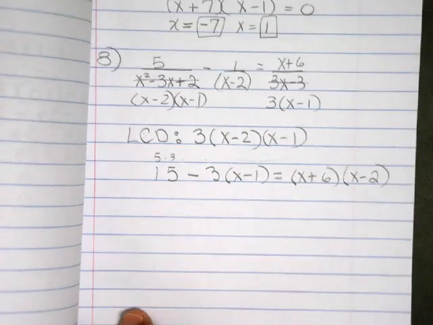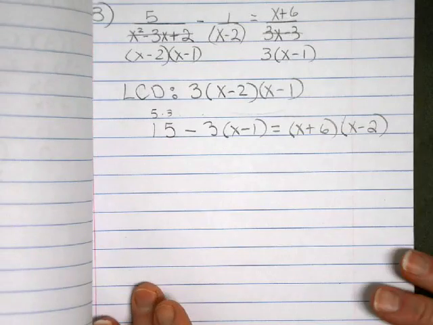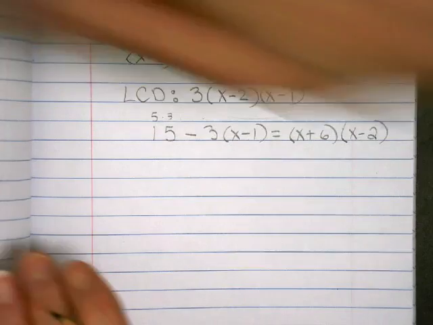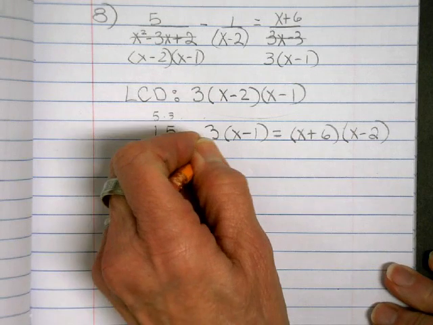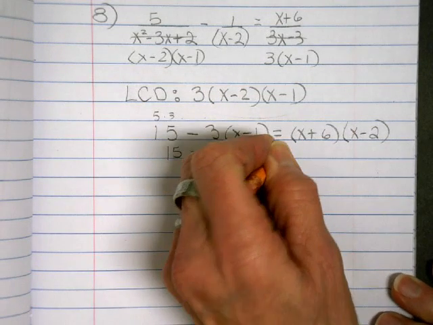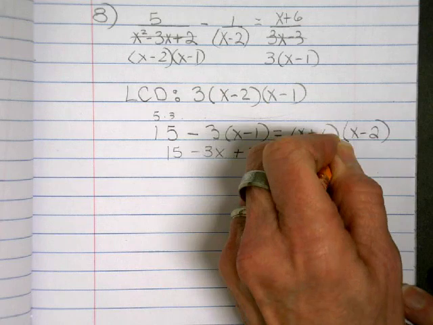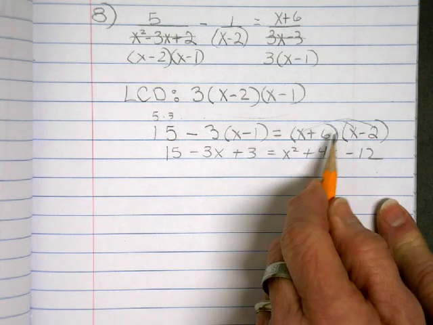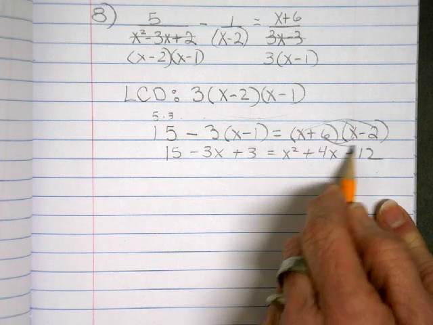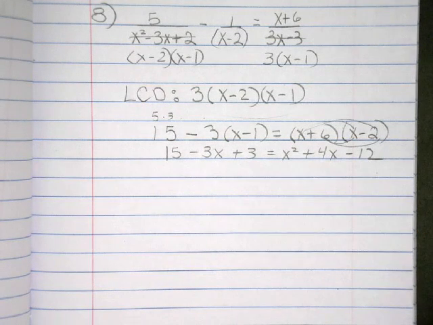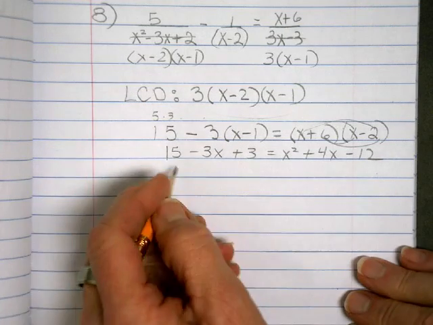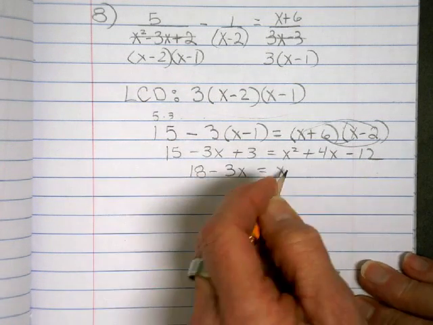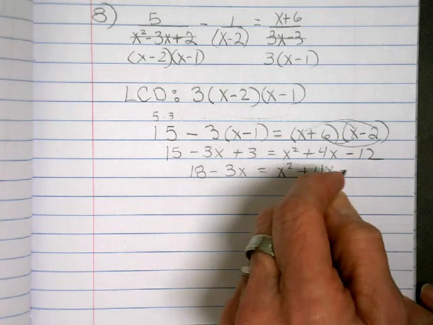Like that. Okay, so we got a bunch of stuff. Looks like it's going to be another quadratic equation we need to solve for. We're not afraid. We're experts at that. So 15 minus 3x plus 3 is x squared plus 4x minus 12. So that's what you get. x squared minus 2x plus 6x minus 12. FOIL, FOIL, FOIL. 18 minus 3x is my left side.